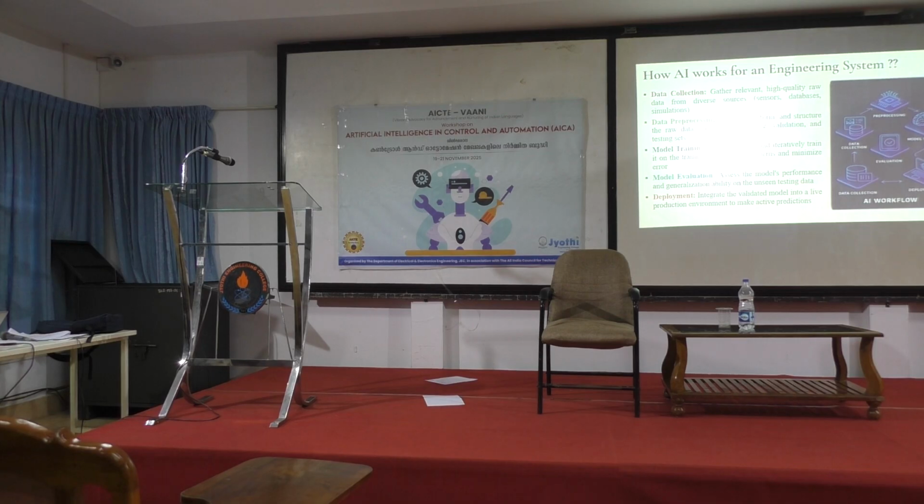So as I told, you know our AI workflow. First we are collecting the data, from the sensors in the real-time system. That data is called raw data. Then we go for data pre-processing, which means cleaning, transforming and structuring the raw data. Then we are dividing the data for training, validation and testing purposes. As we studied in neural networks, 70% we have to take for training, 15% for validation and 15% for testing.